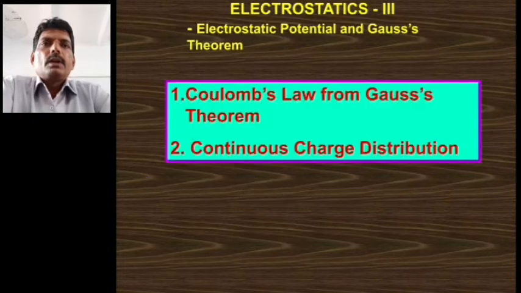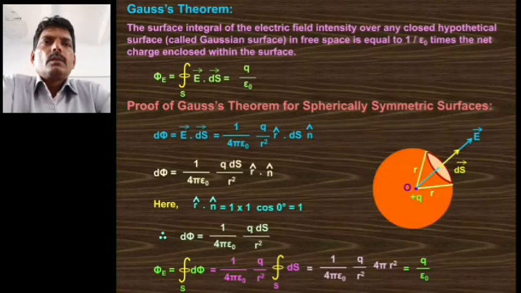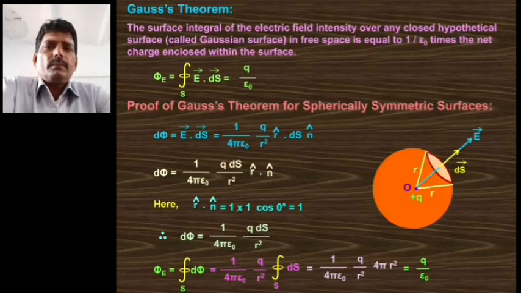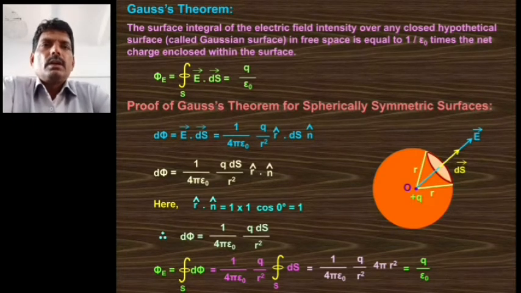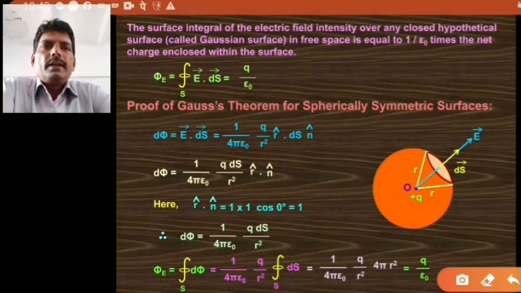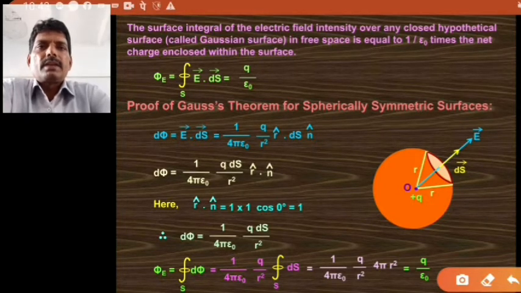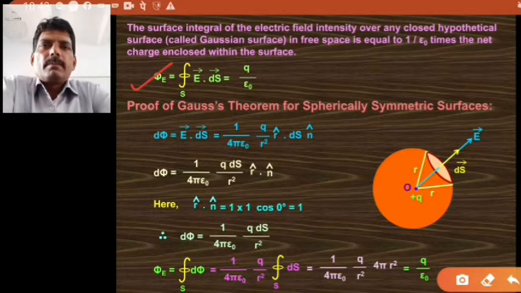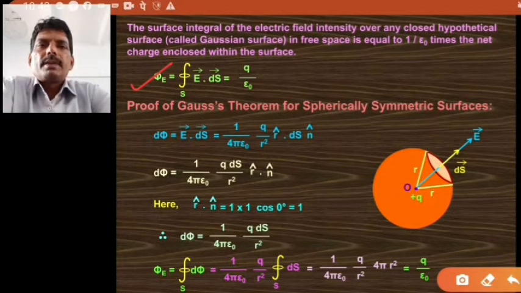So now you see, yesterday the Gauss theorem was, let's revise these things once again. Gauss theorem: the surface integral of electric field intensity over a closed hypothetical surface, which is called a Gaussian surface, in free space is equal to 1 upon epsilon naught times the charge enclosed within the surface. The statement was phi E, that is electric flux, is equal to closed integral over surfaces E dot ds is equal to q upon epsilon naught.